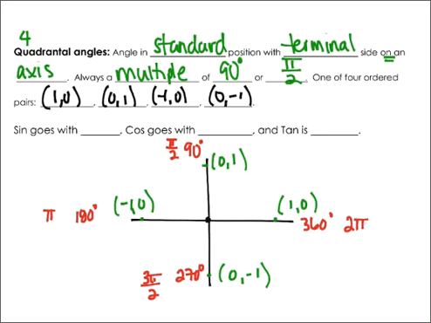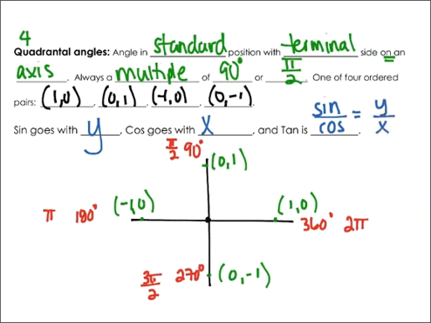Alright, sine, cosine, and tangent. Let's pull in what we did in the last lesson. Sine is always going to match up with our y value. Cosine is always going to match up with our x value. And tangent is sine over cosine, or you could say it's y over x.